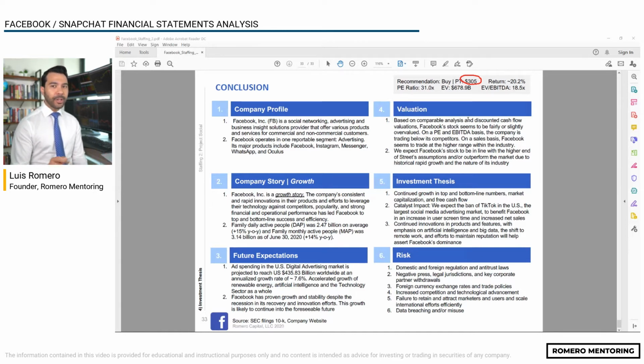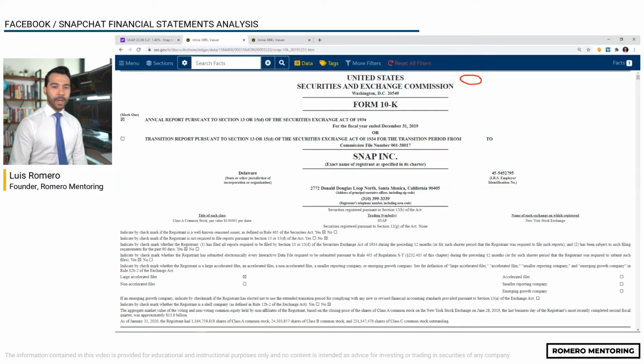Now, let's look at Snapchat's financial statement and let's see how we can analyze, read, and interpret it a little bit more closely. So what I'm going to do here is pull up their SEC filing, the 10-K. Okay, here it is. So the first thing you want to do is look at the share structure. How many shares outstanding does Snapchat have? And also pay attention to the voting rights of the business.